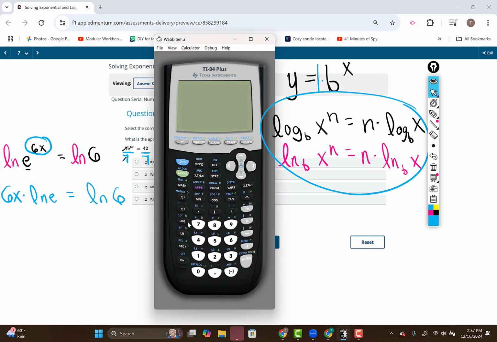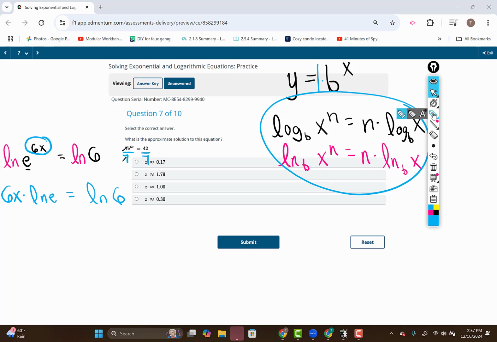Now if that completely spun your head around, we can also just use the calculator. So the ln button, and then the e button is second division sign. The natural log of e is just 1. So this becomes just 6x times 1 equals the natural log of 6. Or in other words, just 6x equals the natural log of 6.